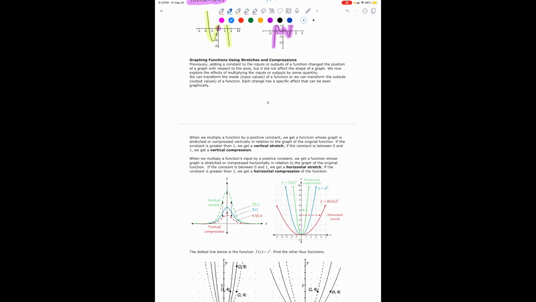We can transform the inside, which is the input values of a function, or we can transform the outside, which is the output values of a function, or the x's and y's. Each change has a specific effect that can be seen graphically.